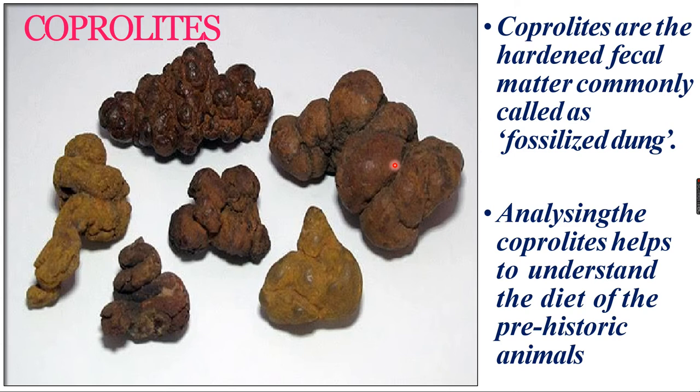And one more is coprolites. What are coprolites? These are the fecal matter, the waste matter of animals that lived in the ancient period. Coprolites are the hardened fecal matter, called fossilized dung or waste. Why are they collecting such animal waste and analyzing it? It helps to understand the diet of the prehistoric animal, the food habit of the animal. Most of the giant dinosaurs, like Brontosaurus, were vegetarian. Their diet and food habit were analyzed only by analyzing the coprolites of these animals.